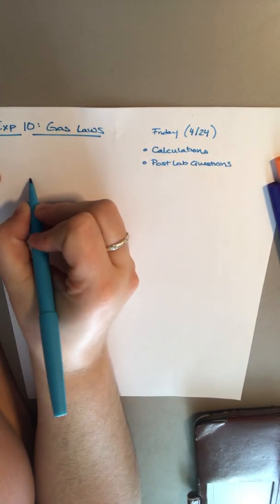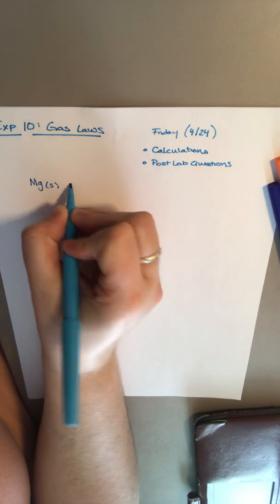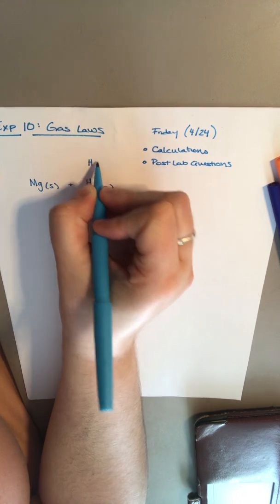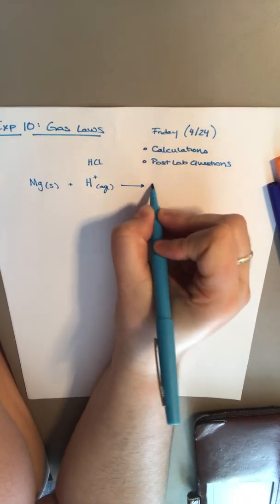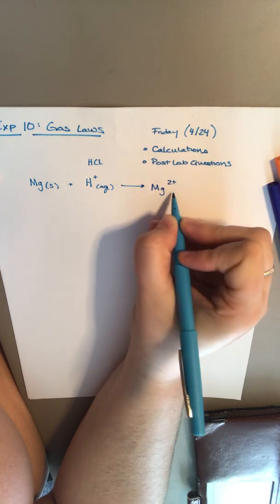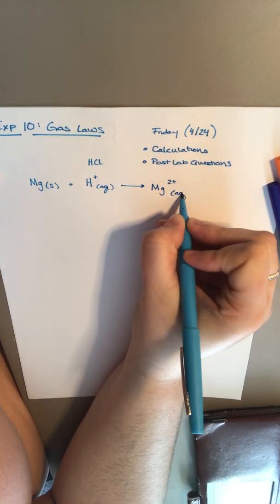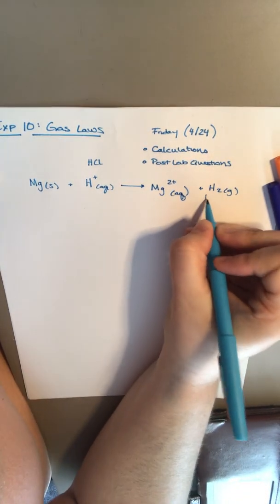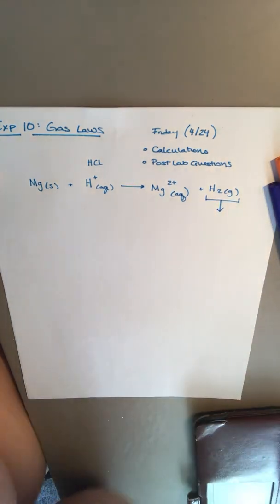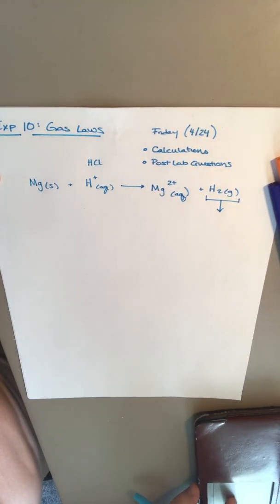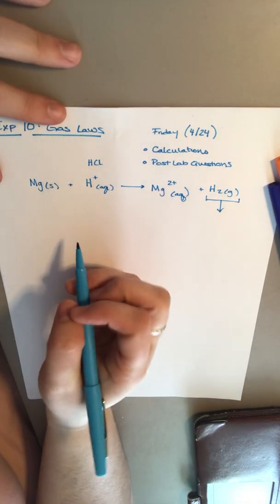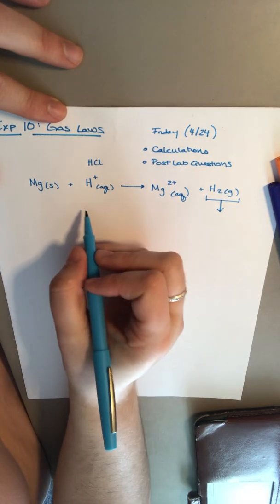So just a quick thing, the whole basis of this experiment is that when magnesium solid comes in contact with H+ aqueous, from an acid such as HCl, it's going to make the magnesium cation, aqueous, as well as hydrogen gas. So in this experiment, we're going to be able to collect the hydrogen gas to determine the molecular weight of the magnesium metal. And how we're going to do this is we use a eudiometer.